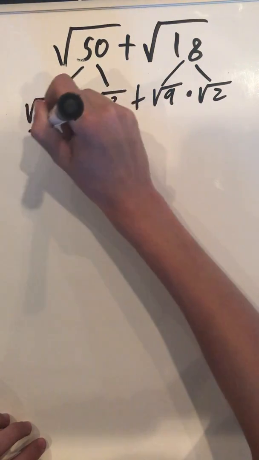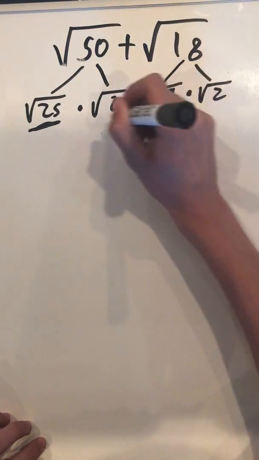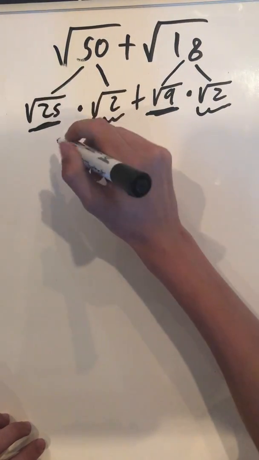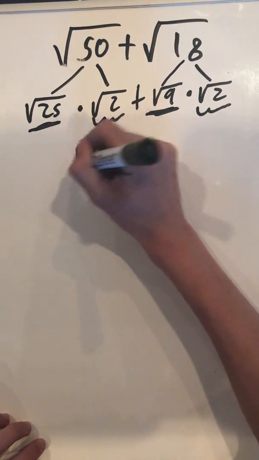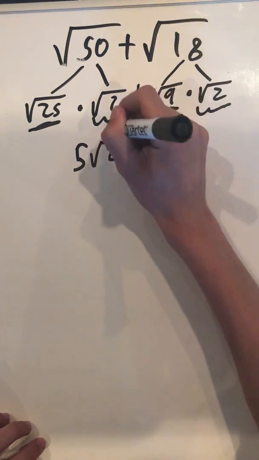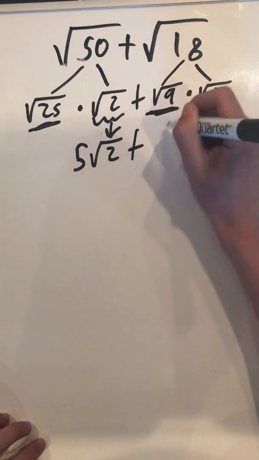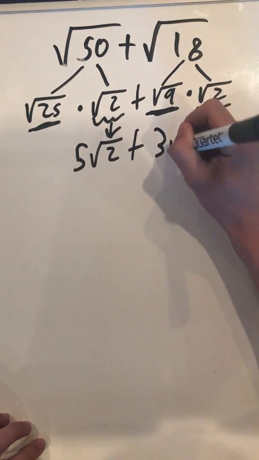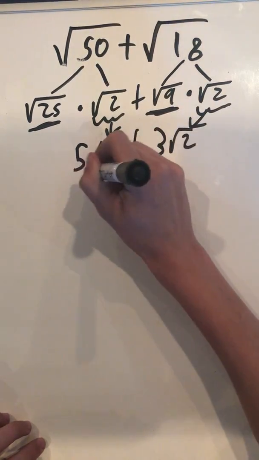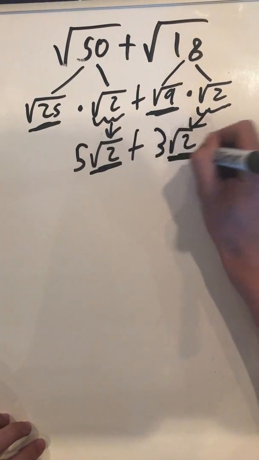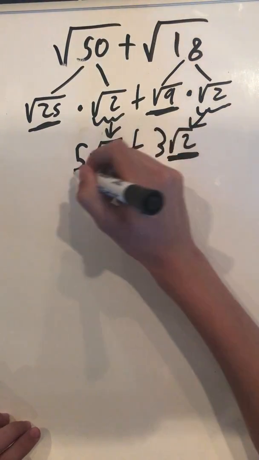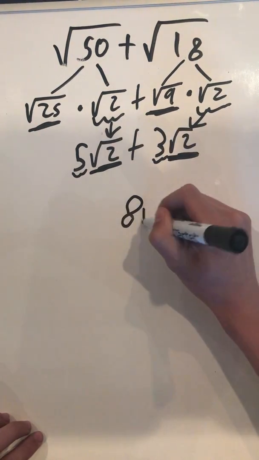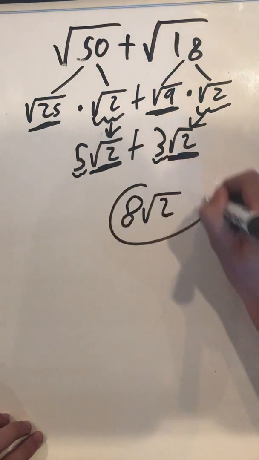And now we have two perfect squares in 25 and 9, and like terms, the square root of 2. The square root of 25 is 5, so 5 square roots of 2, dropping that down, plus the square root of 9 is 3, drop down the square root of 2, and since these are now like terms, we can add, just like normal addition, the 5 and the 3, so our end product is 8 square roots of 2.